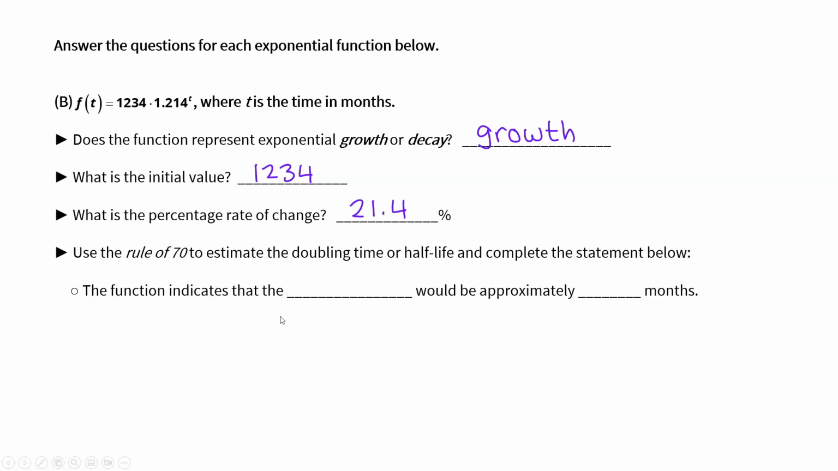And so using the rule of 70, because it is a growth function, it's going to have a doubling time, not a half-life. And you do 70 divided by 21.4, you get approximately 3.27 months. So after every 3.27 months, this initial value is going to double. So that much time goes by, you're going to be up to 2,468 and so forth and so on.